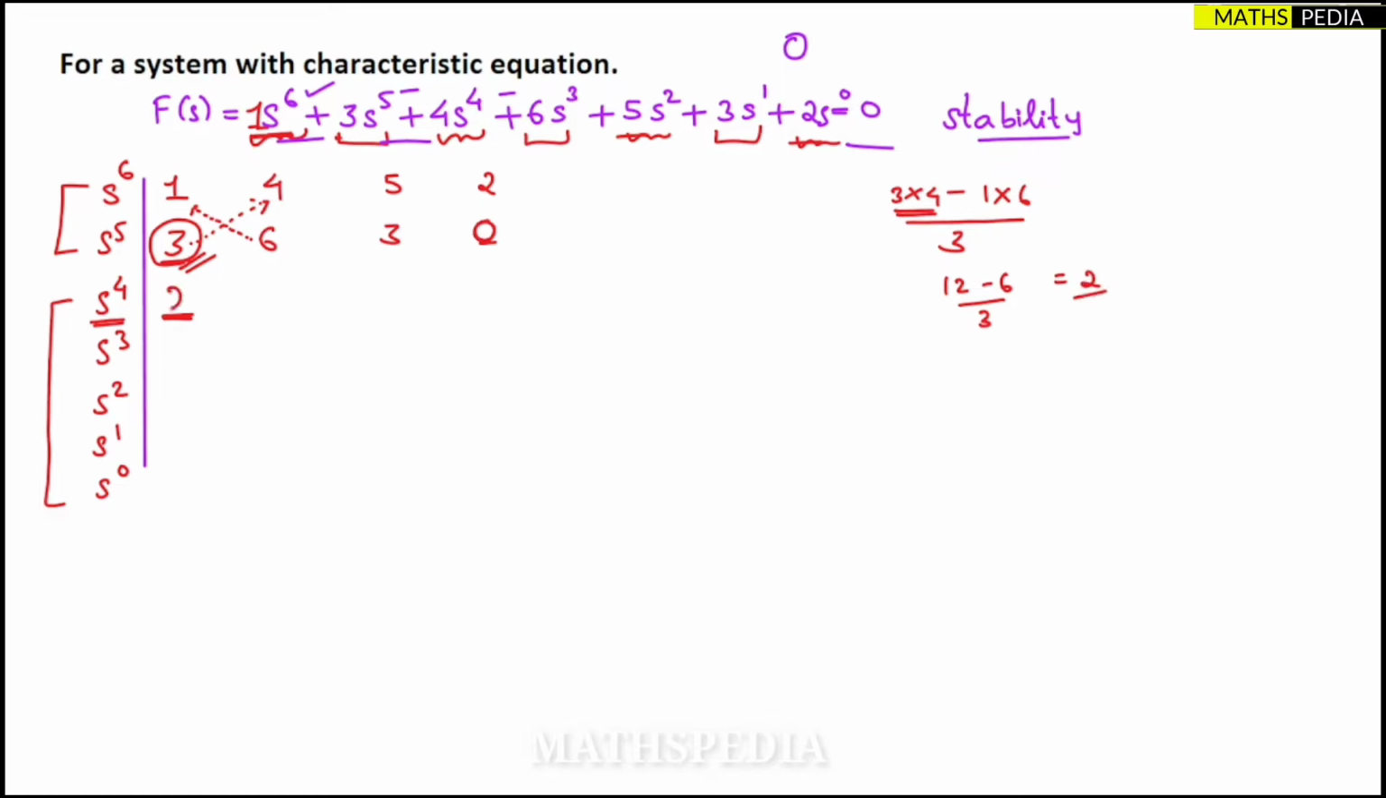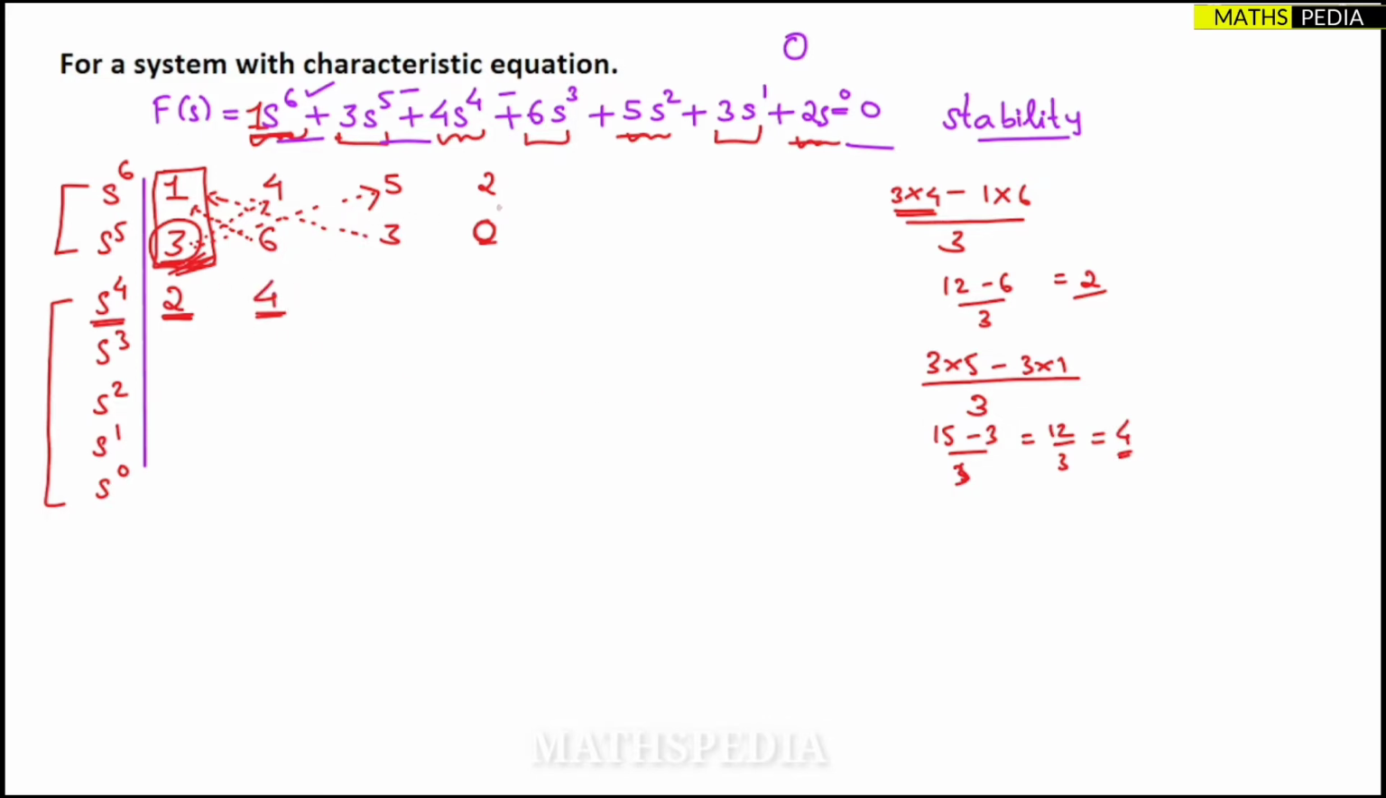So I'll write it here. Now what about this element? Again the same thing. Always remember, these two elements are the reference. So the multiplication will be 3 into 5 minus 3 into 1, divided by the element itself, that is 3. So it will be 15 minus 3 by 3, that is 12 by 3, which is equal to 4. So I'll write it here, 4.